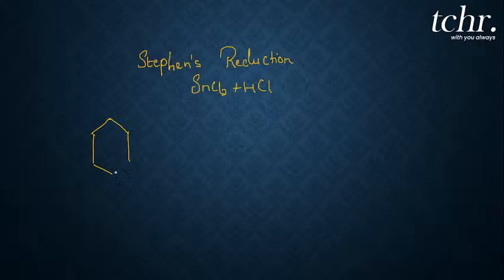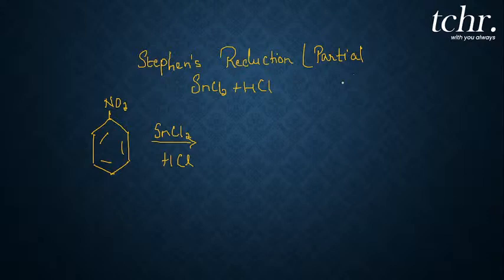Take any nitro compound, now nitrobenzene. Instead of direct hydrogenation, there is one more method we can use here, that is, I can use stannous chloride in acidic medium, that is HCl. In Stephen's reduction, if you recall what you have studied, we get partial hydrogenation, partial reduction. But here, it is a complete reduction.